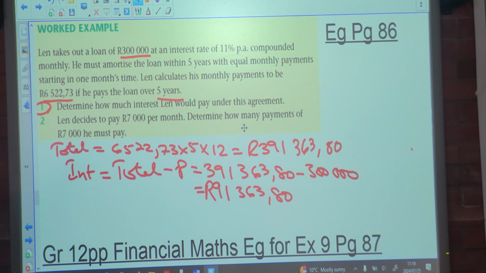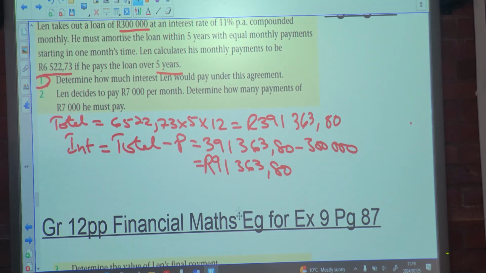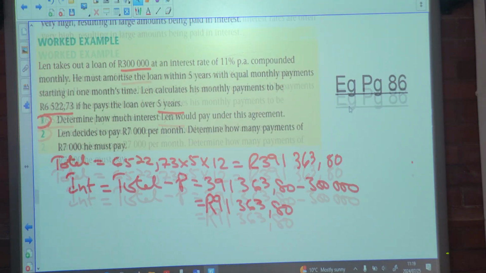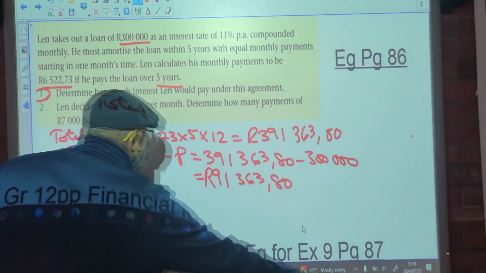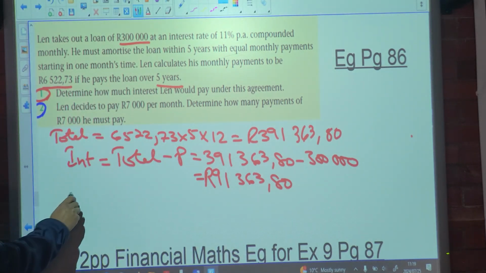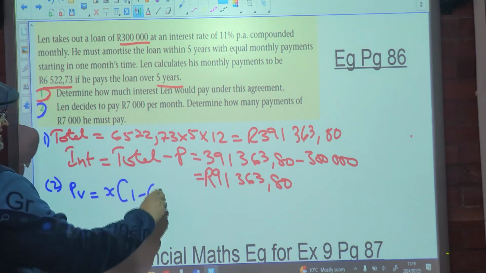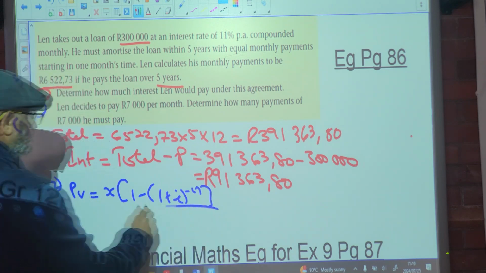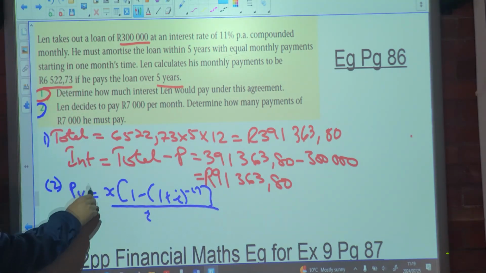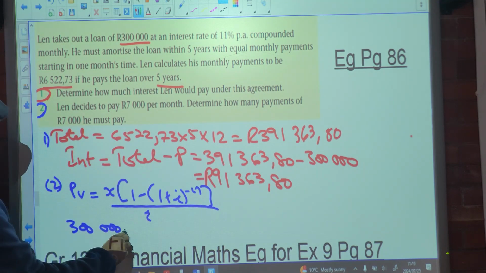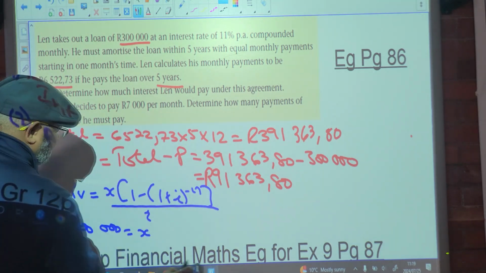Alright, let's look at the second part of the question, number two. We are told Len decides to pay 7,000 rand per month. This is a nice question. Determine how many payments of 7,000 rand must be made. Because it's a payment, it's going to be your PV. The present value is x times 1 minus (1 plus i) to the minus n, all over i. The loan amount is 300,000, which equals x, which is 7,000 in this case now.